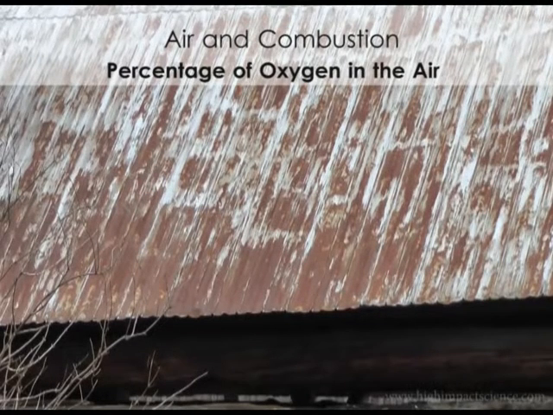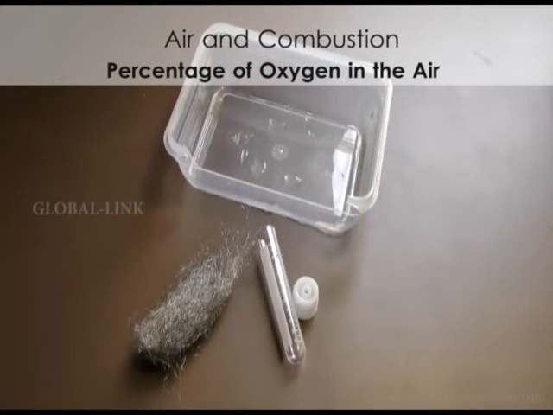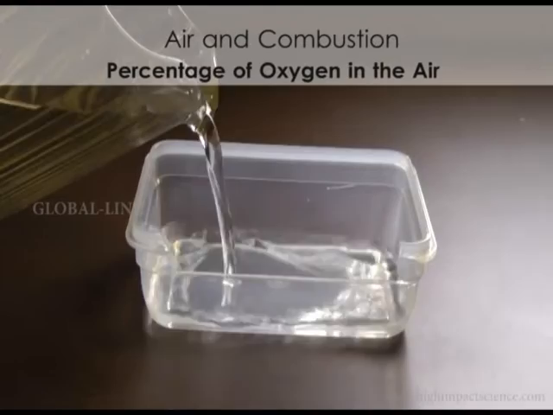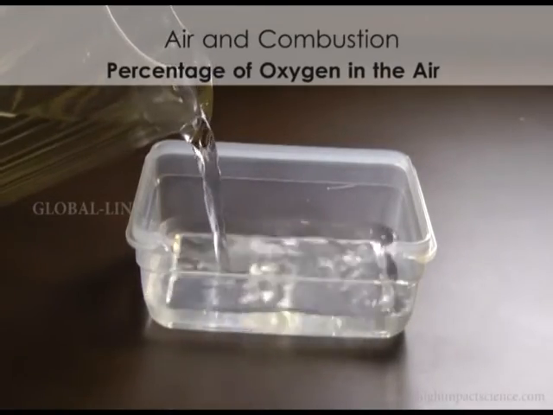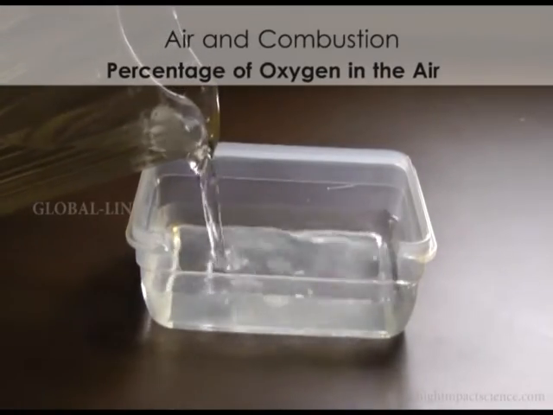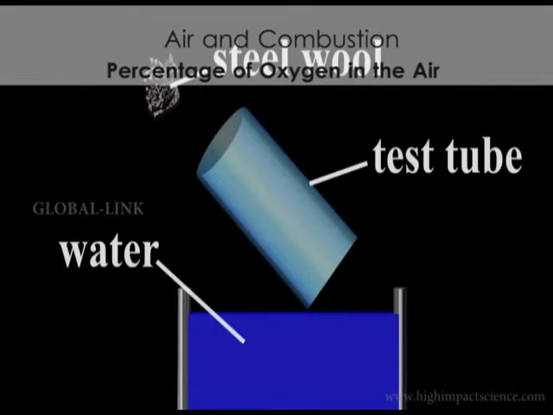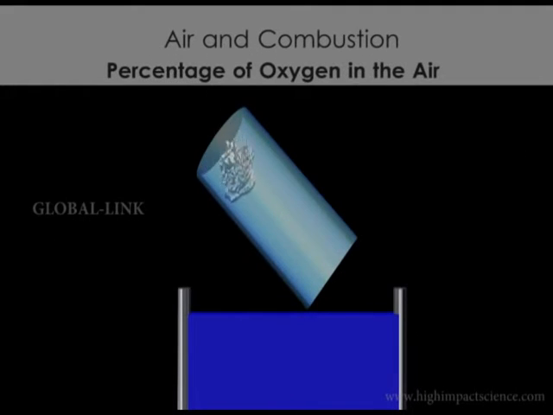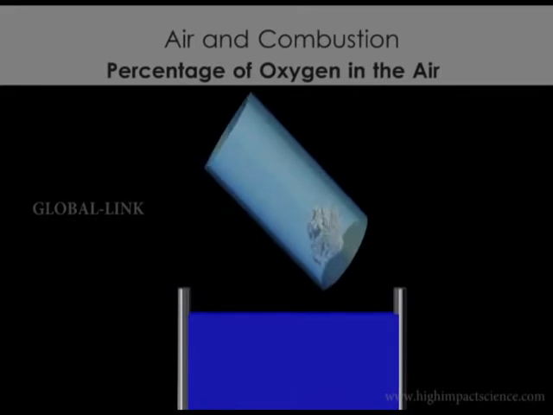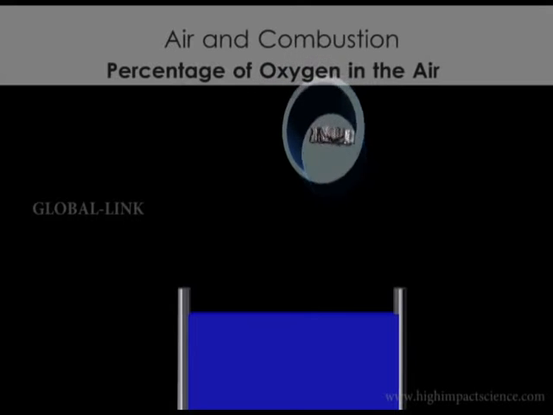We can also use the chemistry of rust to establish the percentage of oxygen in air. We need some steel wool, which contains iron, also a plastic test tube, and a container of water. The process is simple. We place a damp iron wool at the bottom of the test tube. We overturn the test tube into the water container.